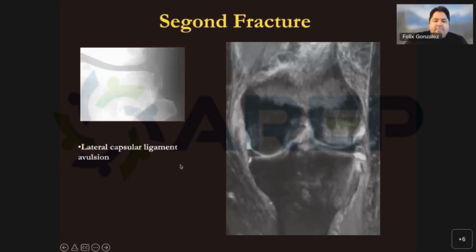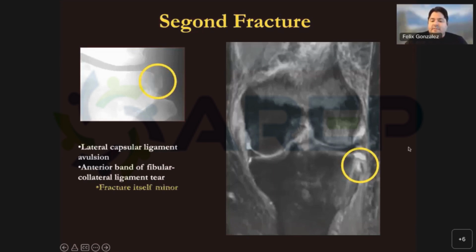All right, so the lateral avulsive injury, and there's a lot of controversy in the literature. What does the Segond fracture actually represent? The most accepted theory is that this is an injury to the anterior band of the fibulocollateral ligament. The lateral collateral ligament sends a little band that attaches there, and when that avulses, you see the bony fragment and the MRI findings as well.